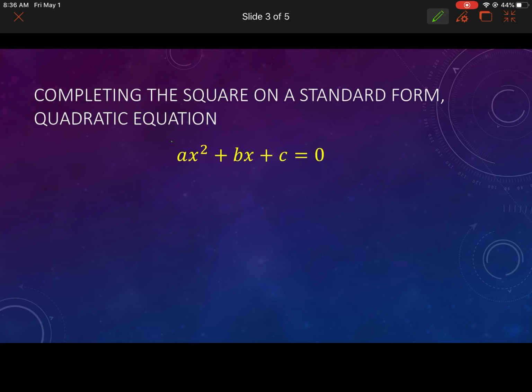So how would we go about getting a formula from this format? Well, we're going to follow the same steps that we just did. We need a perfect square in the first term. So what we're going to do is multiply everything by a, just like we multiplied everything by 2. So this is going to give me an a squared x squared plus abx plus ac equals 0.